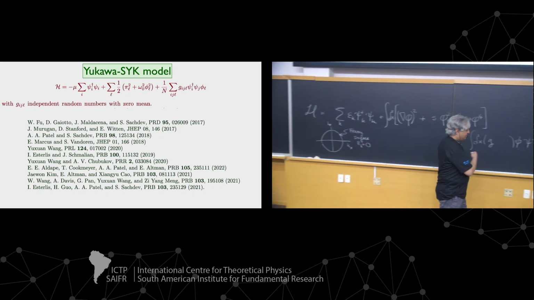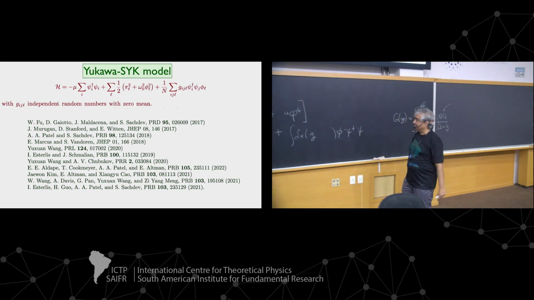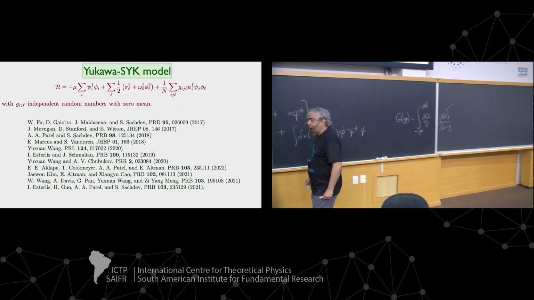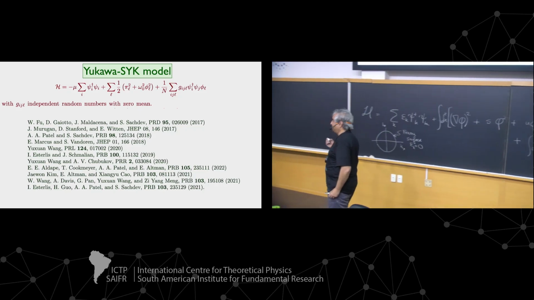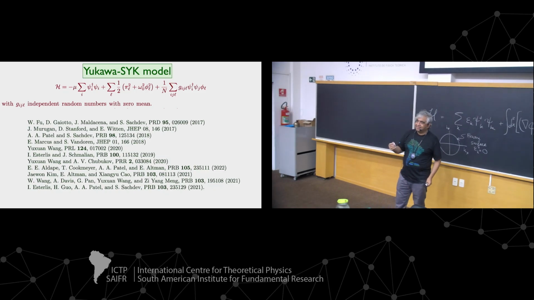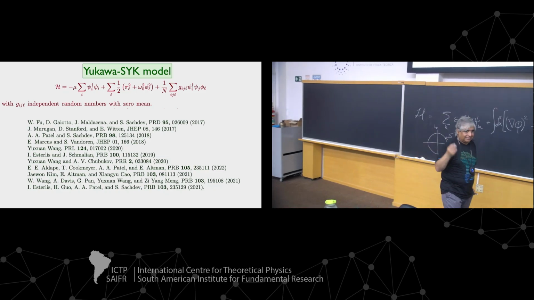Okay, so this is just some more reasonable form of the Yukawa SYK model, where you have a scalar field phi coupled with a coupling g. Okay, so now what happens in the real world is you do have this randomness, but the randomness is a function of space.